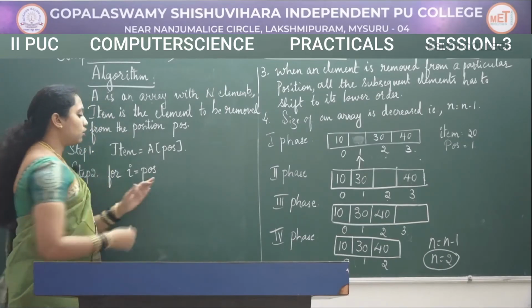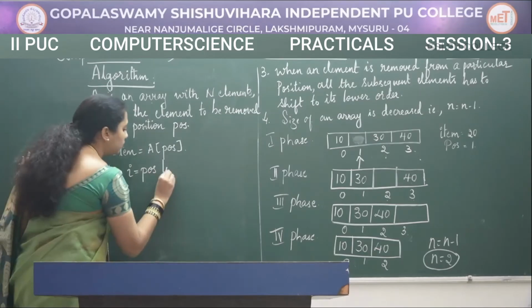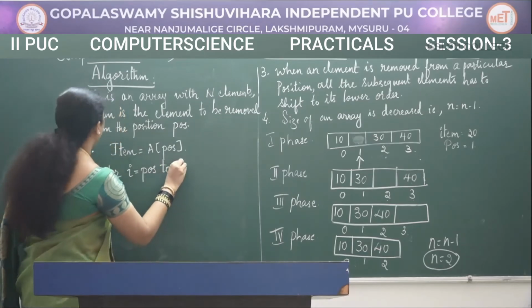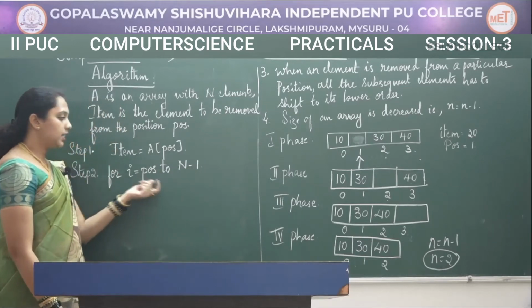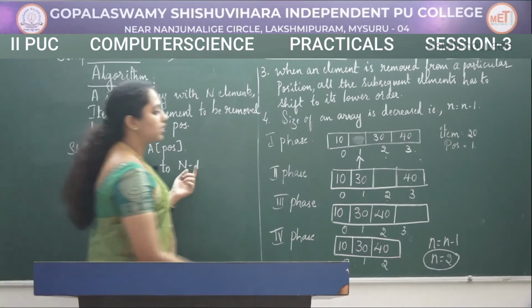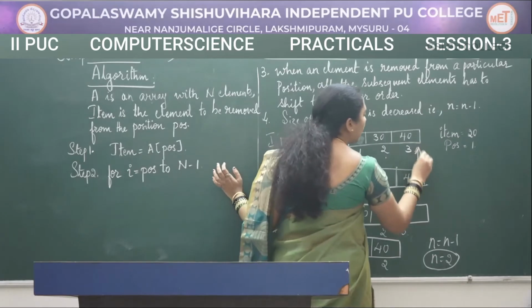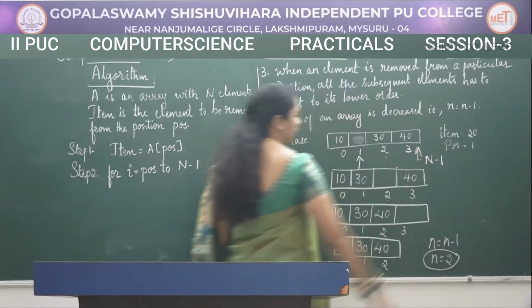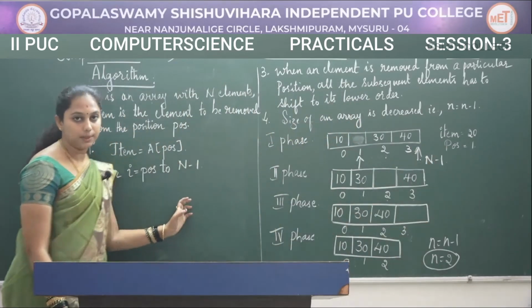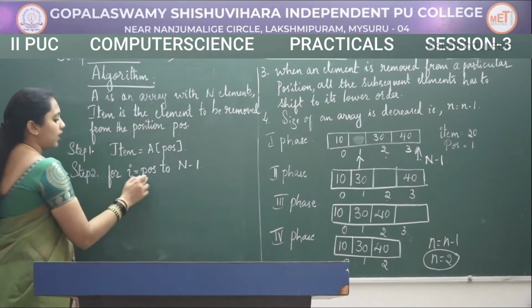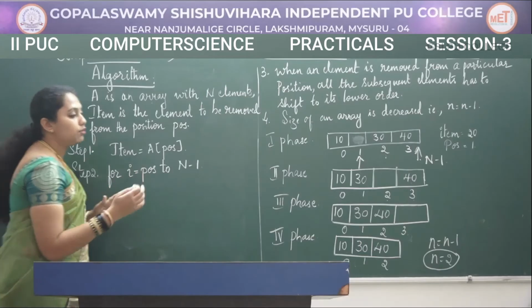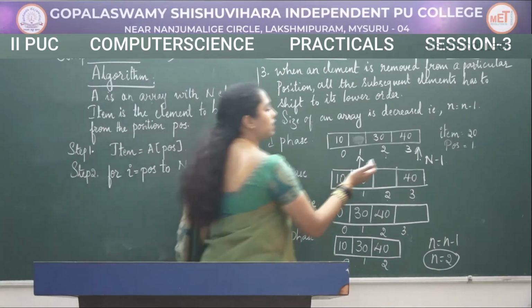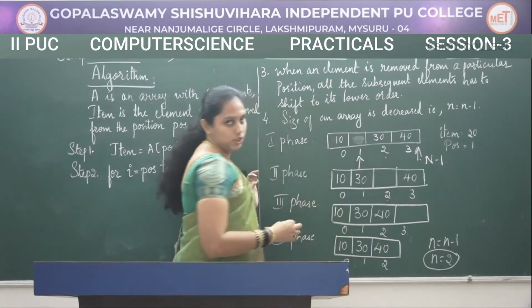For I is equal to position to n minus 1. I is equal to position to n minus 1 is nothing but the last position of an array. So for I is equal to position to n minus 1, what we have to do? We have to shift all the elements to their lower order position.